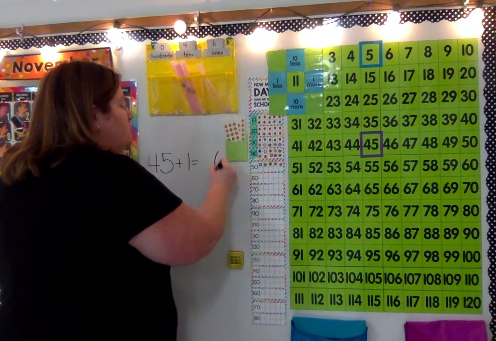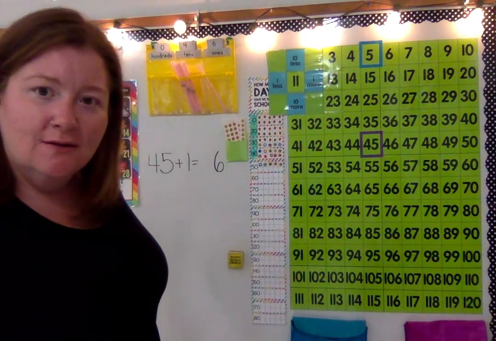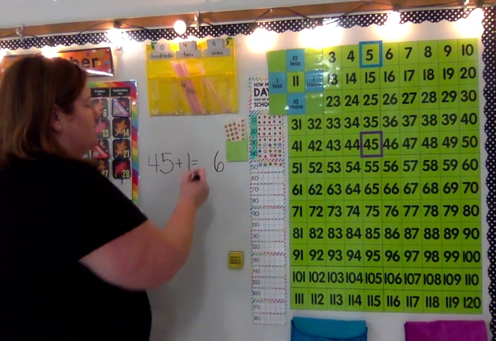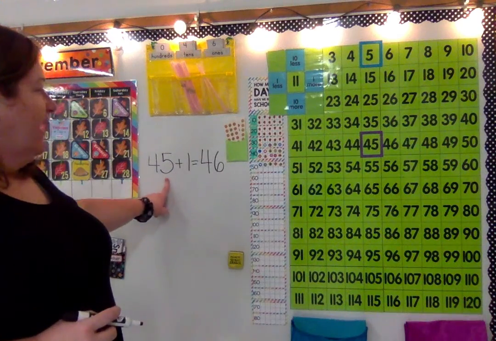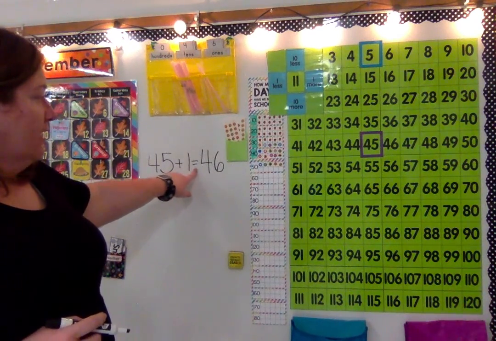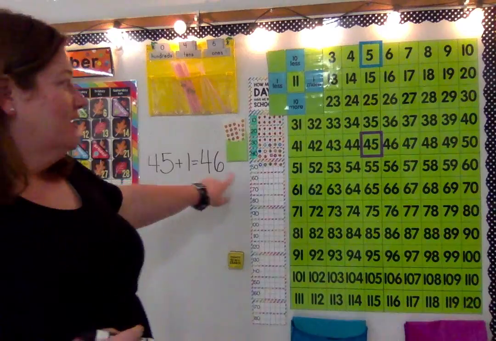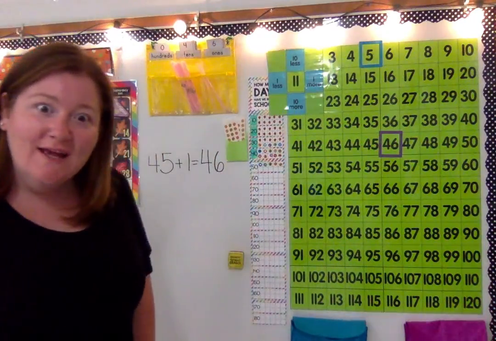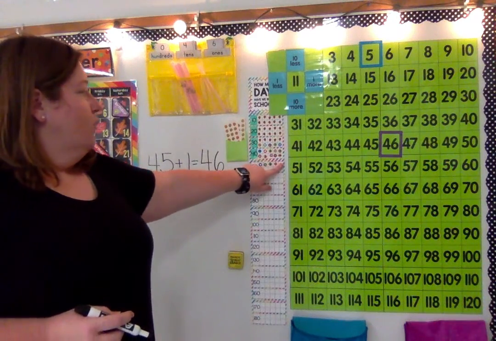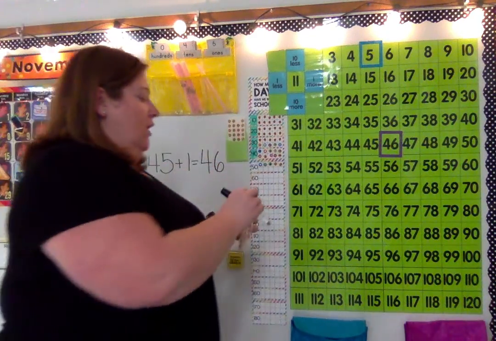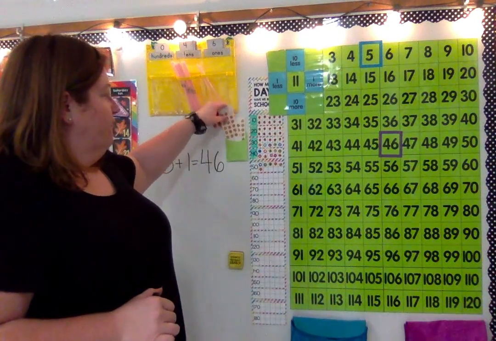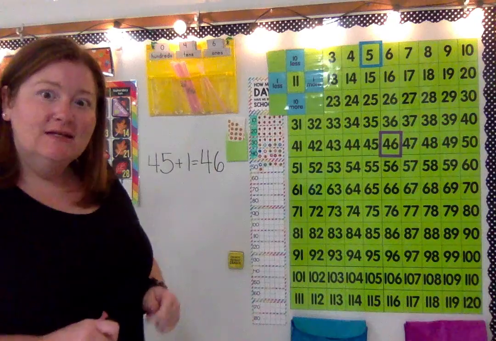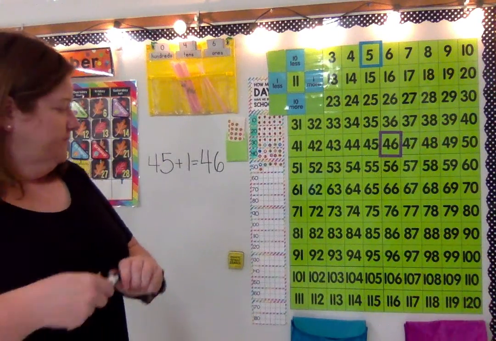Did our bundles of 10 change? They didn't. You're right. So we still have 4 10s and 6 1s. So 45 plus 1 more equals 46. Very good. It does. It equals 46. I have 45. If I put 1 more leaf, we now have 46 days of first grade.